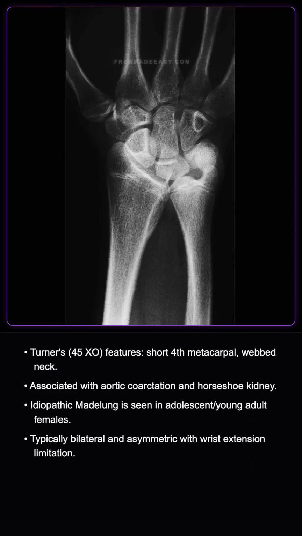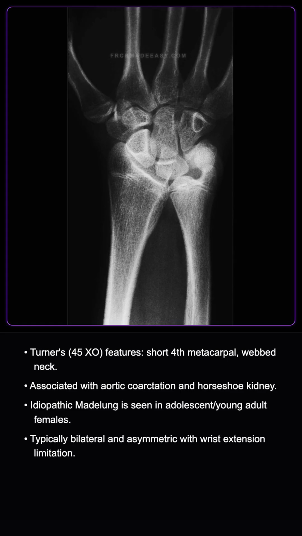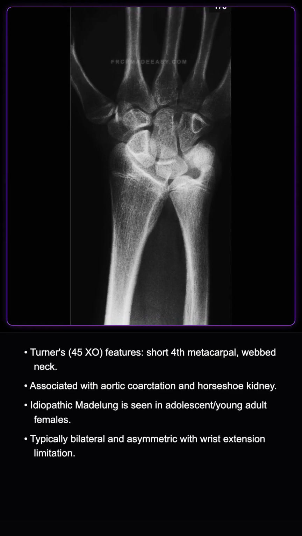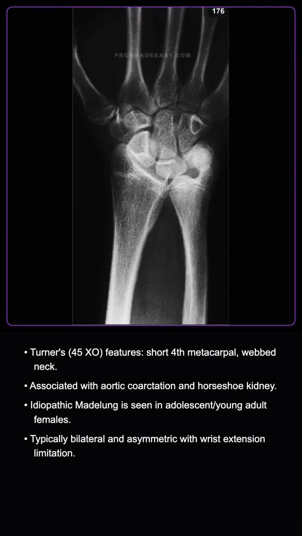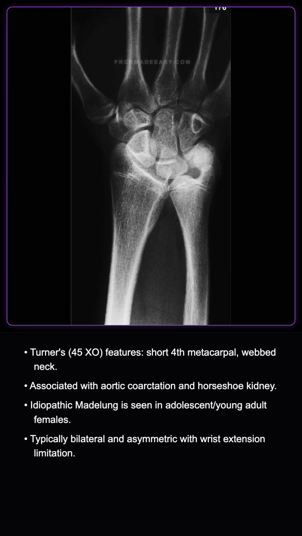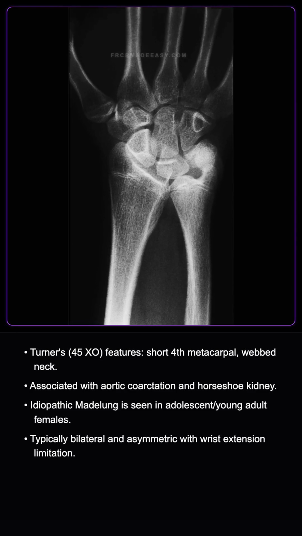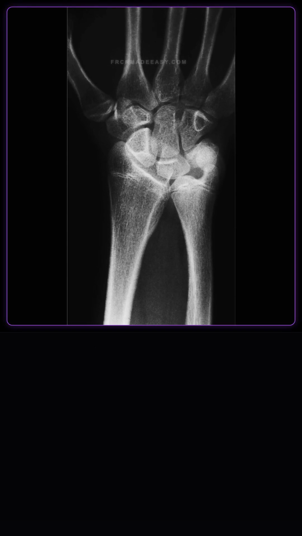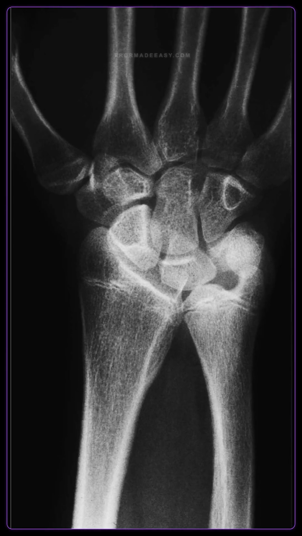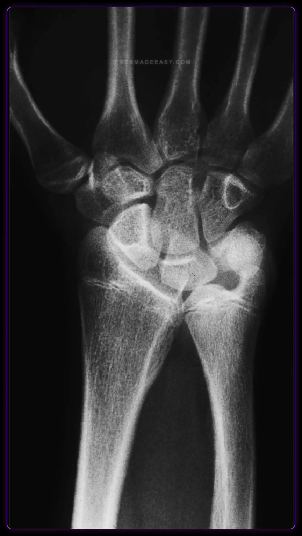In contrast, the idiopathic form of Madelung deformity is typically discovered in adolescent or young adult females, presenting as a bilateral, asymmetric deformity with localized wrist pain or limited range of motion. Discuss the developmental pathophysiology that leads to this characteristic wrist appearance.